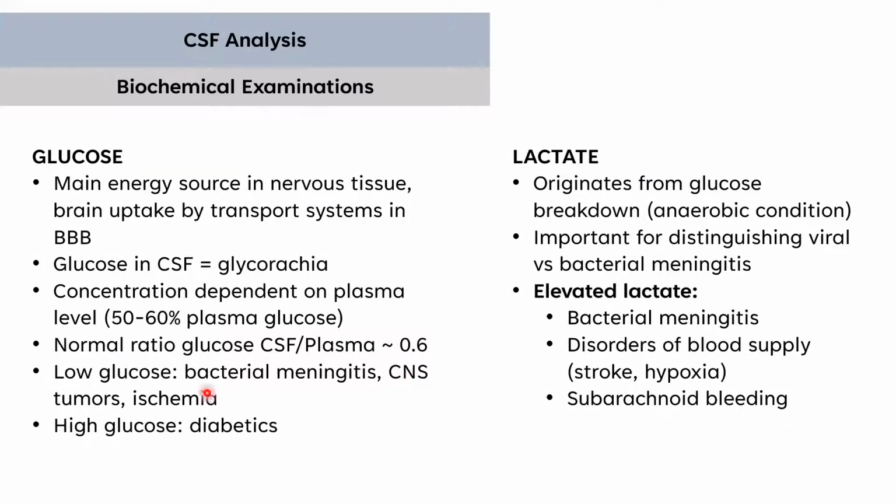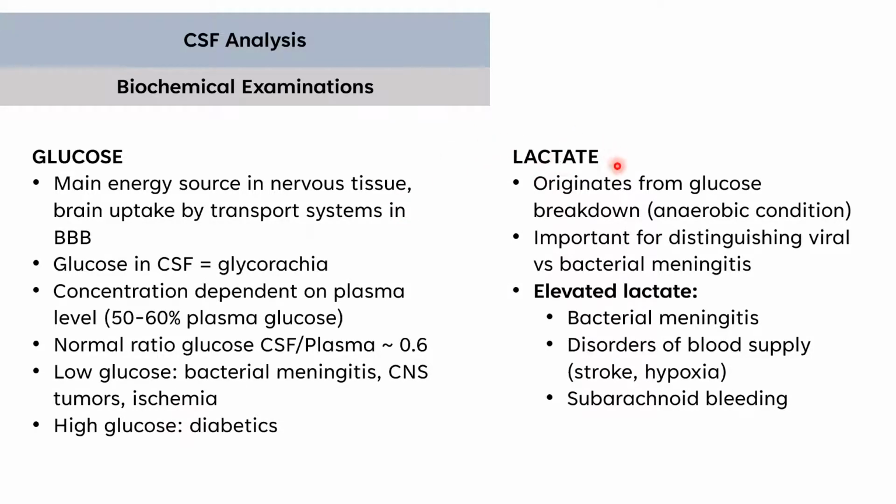Now, low glucose can indicate infection by bacteria, so bacterial meningitis, because bacteria theoretically consume a lot of glucose, therefore creating low glucose in the sample. It could also be seen in tumors, or it could be ischemia, while high glucose levels can indicate that the patient might be diabetic.